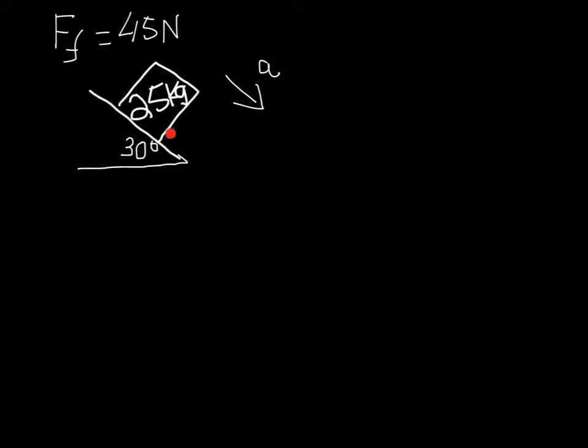We have a 25 kilogram block resting on a hill with a friction of 45 newtons against it, and the hill has an elevation of 30 degrees, so it's accelerating down the hill. All right, the first thing we would like to know is what are all the forces, and then we'd like to find out what the acceleration is.